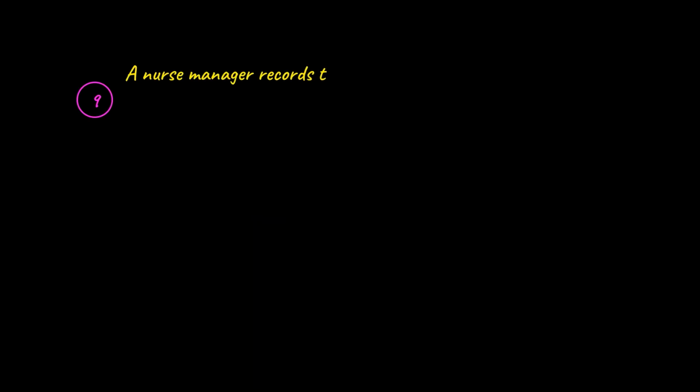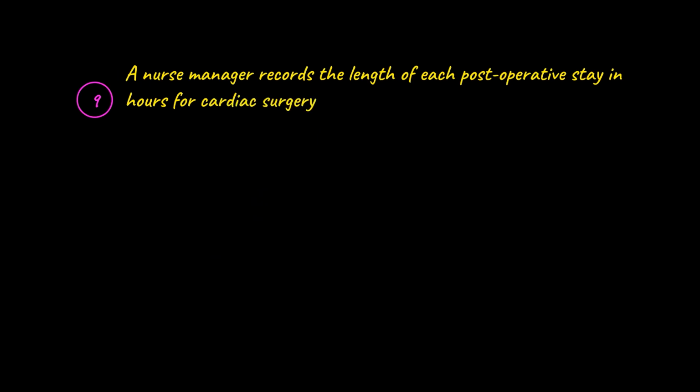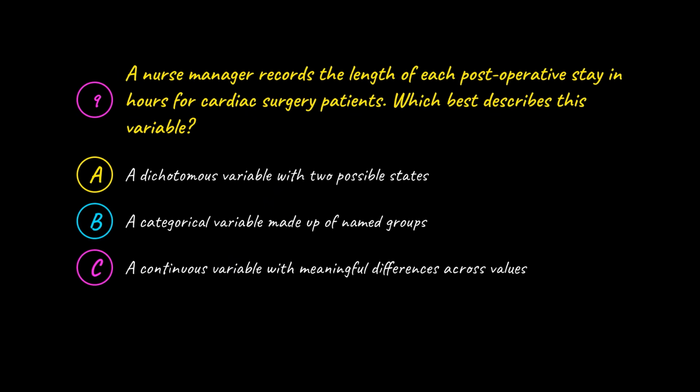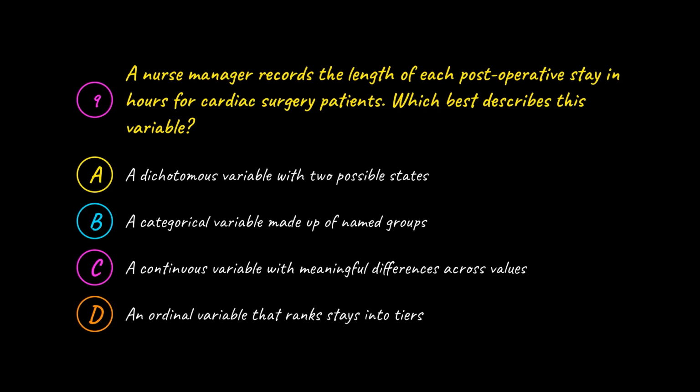Question 9. A nurse manager records the length of each post-operative stay in hours for cardiac surgery patients. Which best describes this variable? Your options are A, a dichotomous variable with two possible states, B, a categorical variable made up of named groups, C, a continuous variable with meaningful differences across values, D, an ordinal variable that ranks stays into tiers. Which one is it? Pause the video if you need more time.